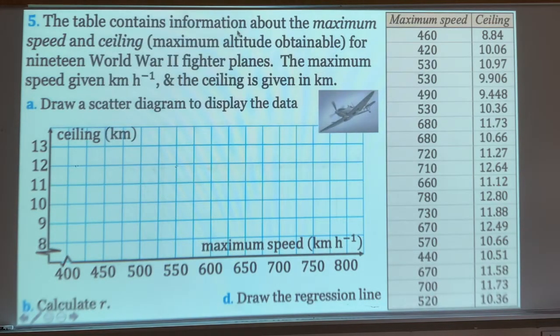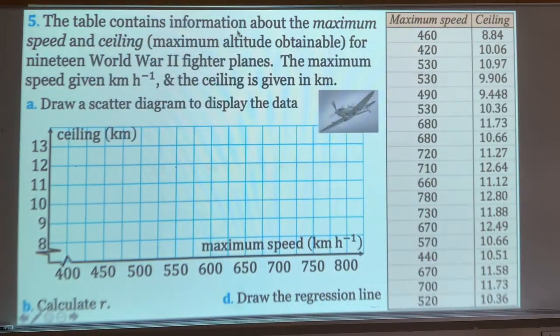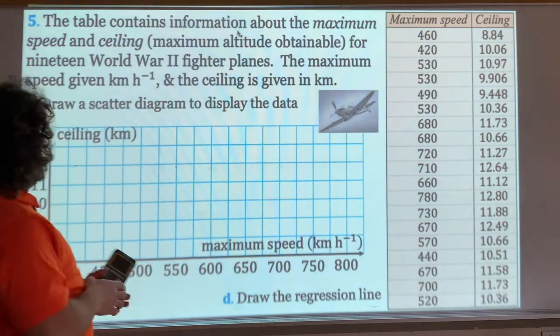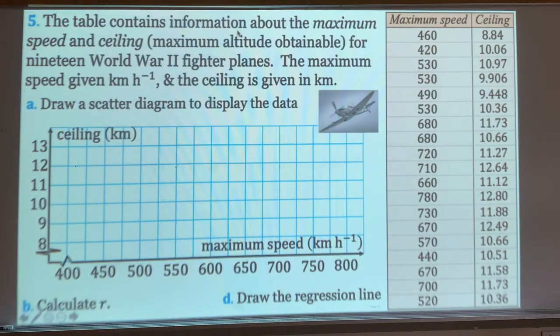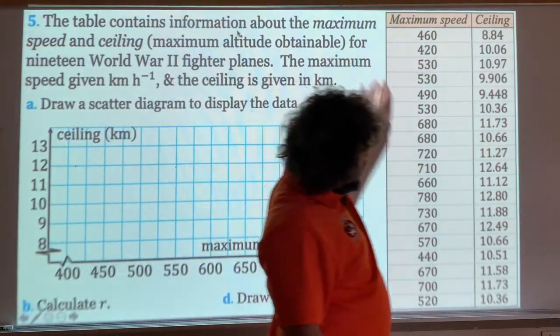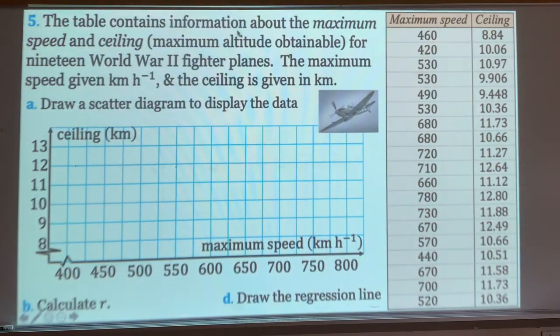Gotta fix that now. Number 5 says the table contains information about the maximum speed and ceiling, the maximum altitude obtainable, for a World War II fighter plane. So ceiling is the highest a plane could fly. The maximum speed is given in kilometers per hour, and the ceiling is given in kilometers. First thing I want you to do is take all this information and use it to draw a scatter diagram. I really hope you guys picked up the packets, or else this is going to be very annoying.